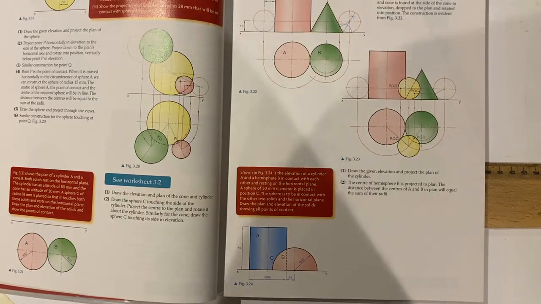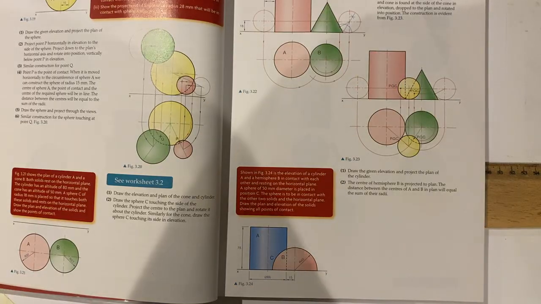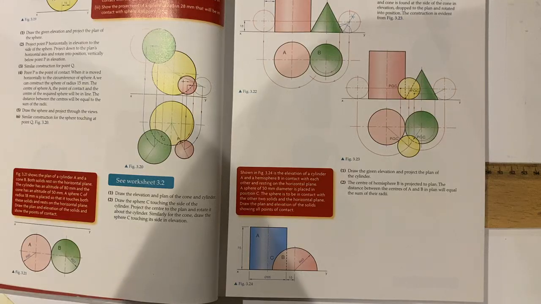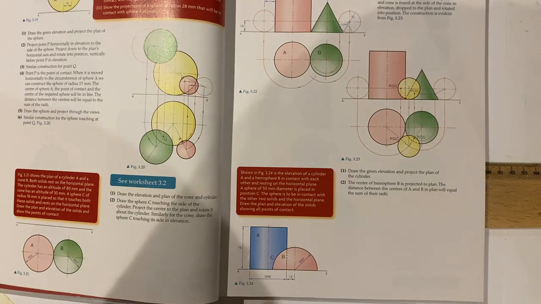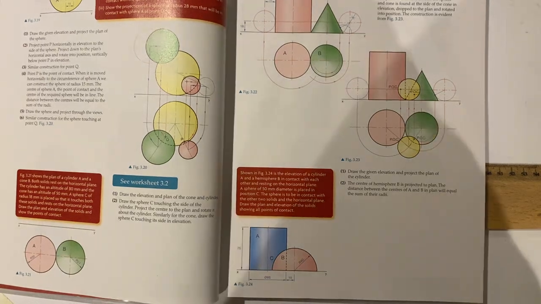So this video is going to go through the homework that was given in today's class. It shows a hemisphere and a cylinder. The elevation of cylinder A and hemisphere B are in contact with each other and are both resting on the horizontal plane. A sphere of 50 mm diameter is placed in position C. So it's going to be a third object, a sphere, put in position there. And the sphere is to be in contact with the other two solids and the horizontal plane as well. Draw the plan and elevation of the solids showing all points of contact.